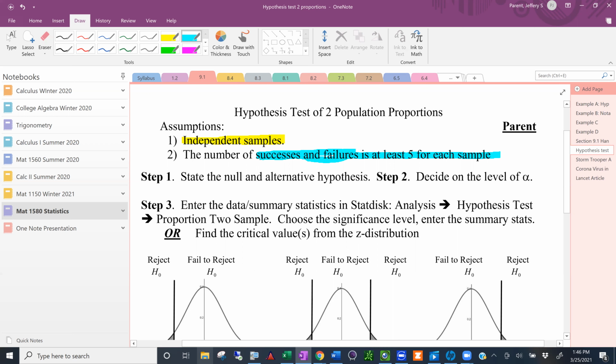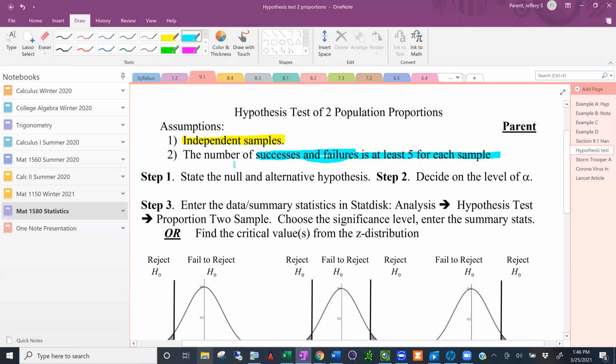I believe Statdisk will give you an error if this assumption is not met, and you'll have to do something else to test things in that case. Now, the first part of my job here is to help acquaint you with a lot of notation. And to that end, we're going to actually start with example B. Before we get there, let me give you a heads up as to what to expect.